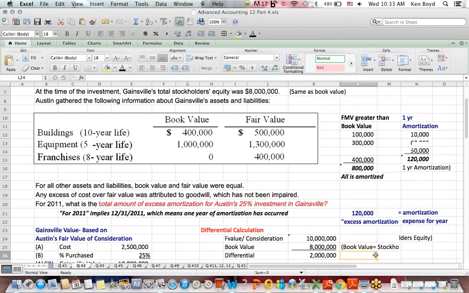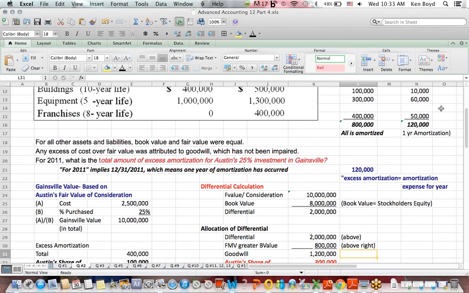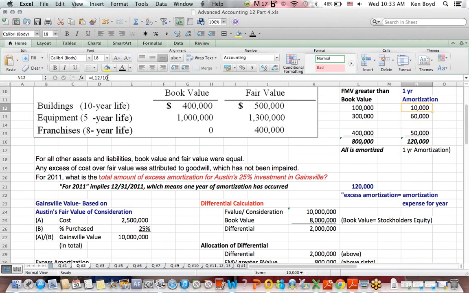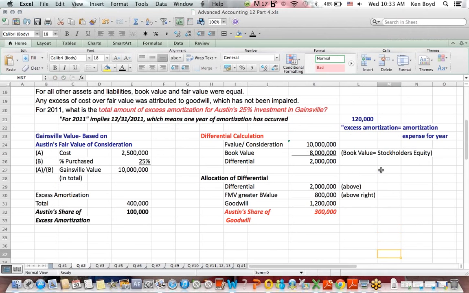Now, 1 year of amortization, assuming that each of these assets are valued at different useful lives. So the building's valued at a 10-year useful life, divided by 10, the equipment 5, etc. The franchise 8 years. So there's 1 year of amortization for the whole company, all the assets that had a fair market value in excess.